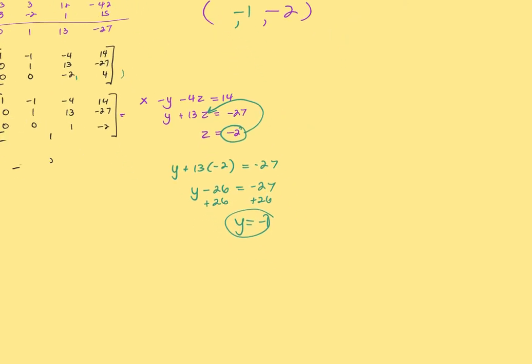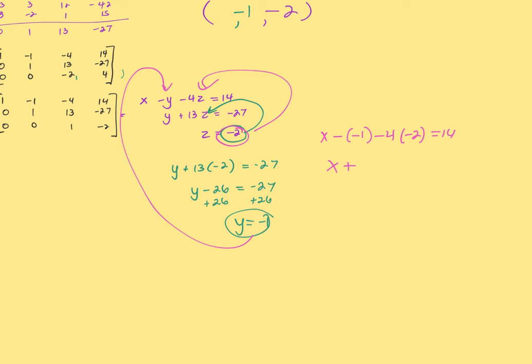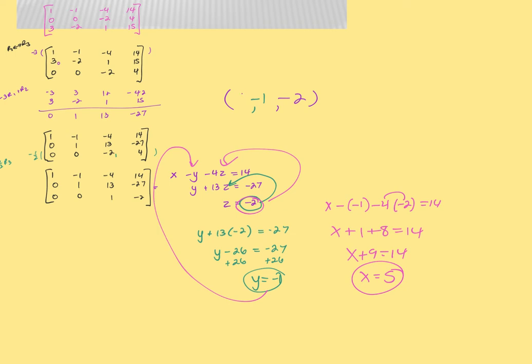And then we take and plug in both, the z and the y. X minus a -1 becomes +1. -4 times -2 is +8. X plus 9 equals 14, and x equals 5. And there's the last one. So (5, -1, -2) is the solution to this system.